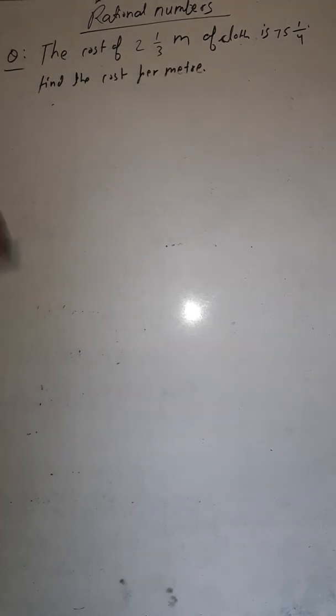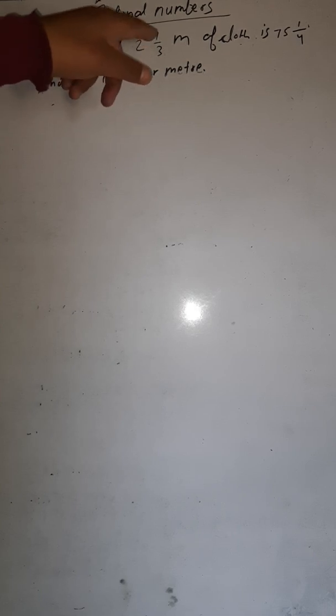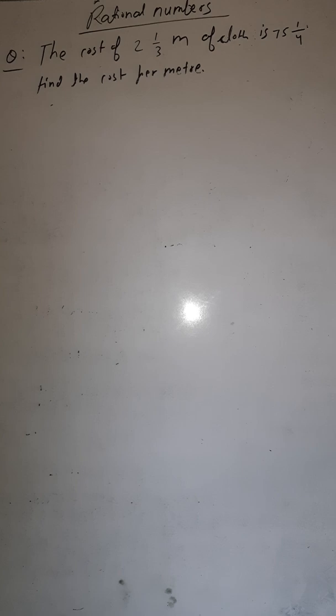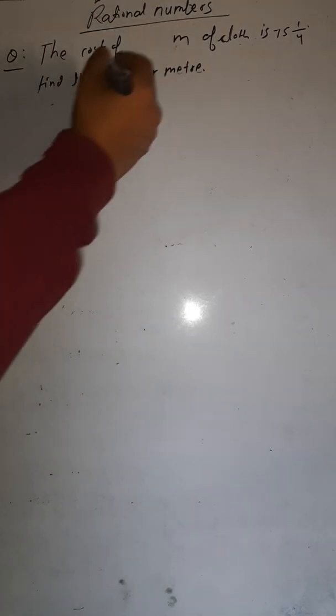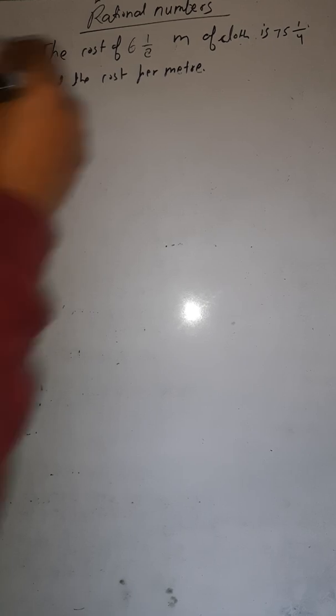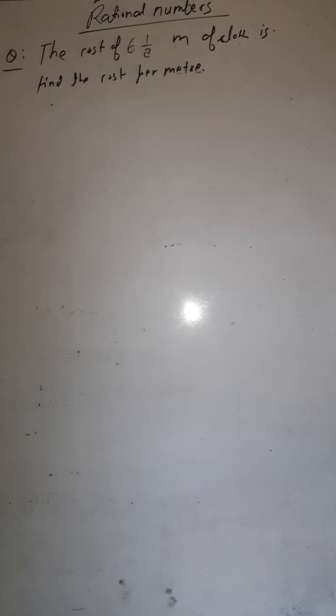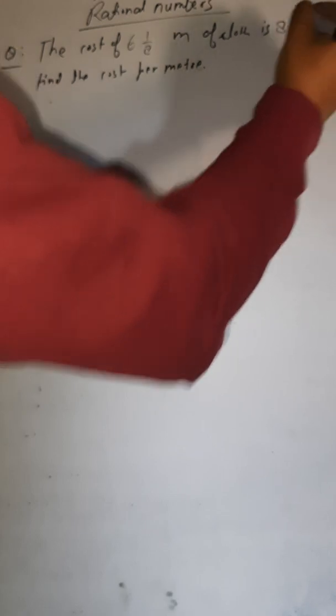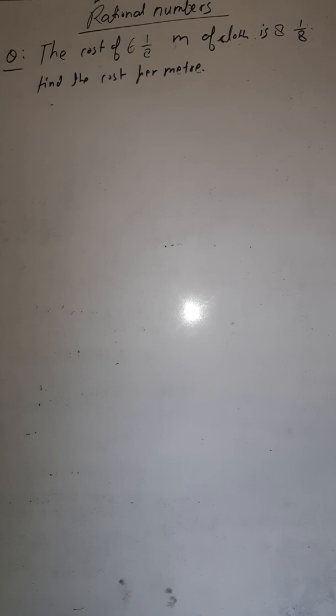Here also it is a question similar to the previous one. First you have to write the cost of 2 whole 1 by 3 meter of cloth is equal to this much. Therefore the cost of 1 meter of cloth would be found by dividing this. Just do the same way we did the previous one. Now one more question, you write. The cost of 6 whole 1 by 8 meter of cloth is 8 whole 1 by 8. Find the cost per meter. Again a similar question. Try to do these questions on your own.